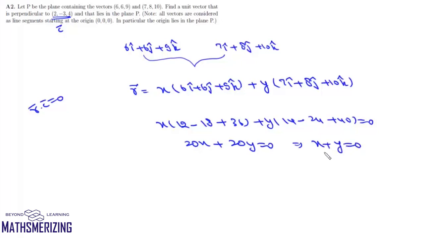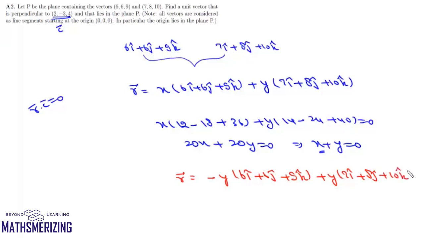Now we can replace x with minus y. So we can write this r as minus y (6i plus 6j plus 9k) plus y (7i plus 8j plus 10k). Now we'll take this y common. So we can write this r as y into (i plus 2j plus k).